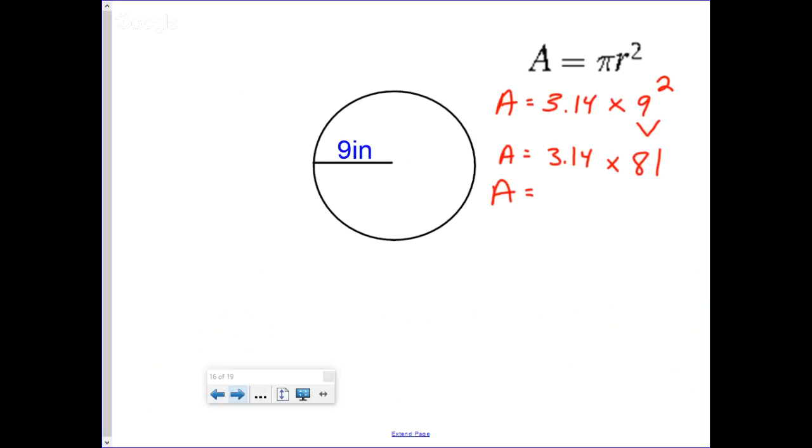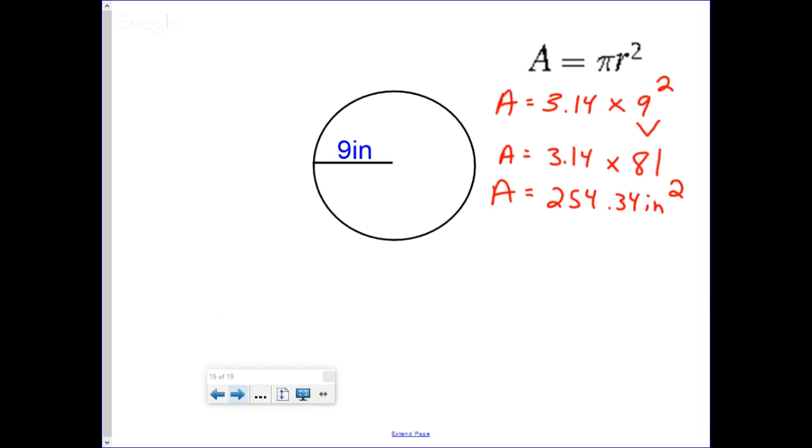And your area will be equal to, when you use your calculator, 3.14 times 81 equals 254.34 inches squared. So that's the number of squares that fit inside this circle, 254 and a little bit more, actually, 0.34. So that is the answer. So hopefully you're catching on.